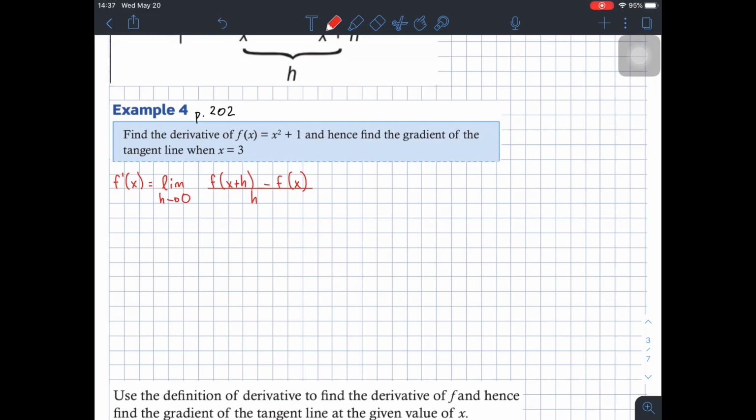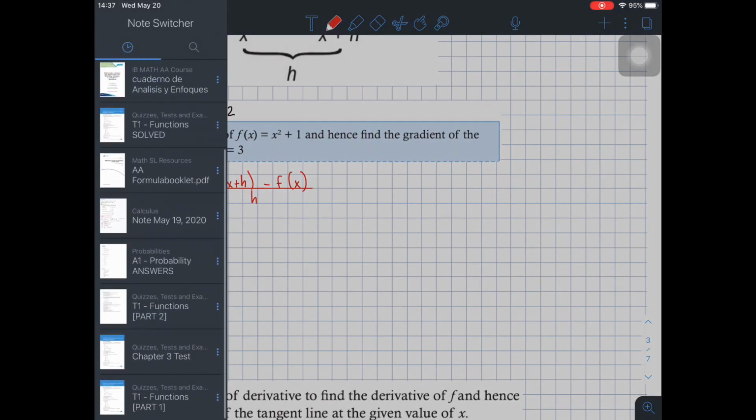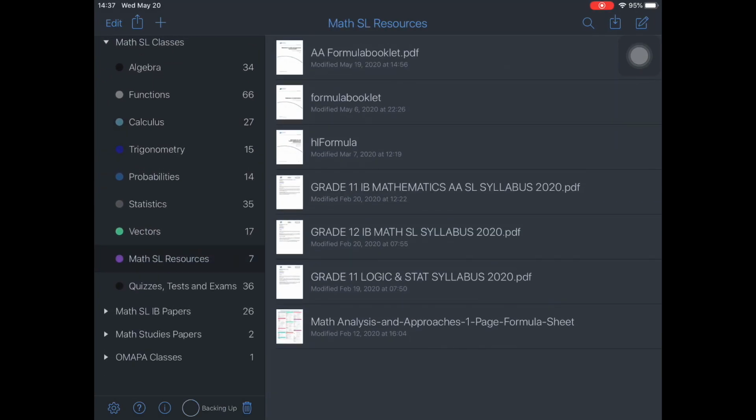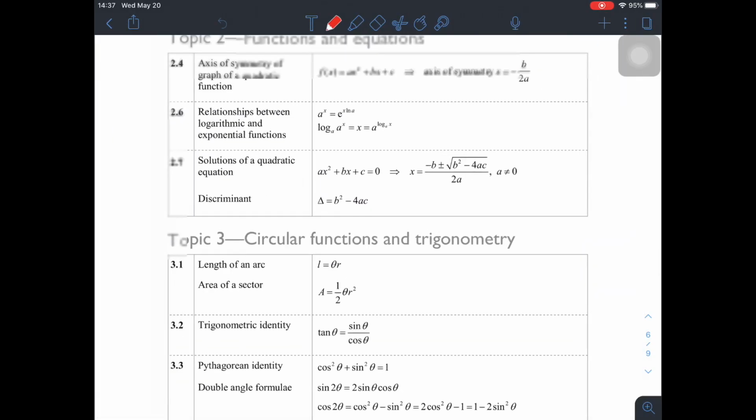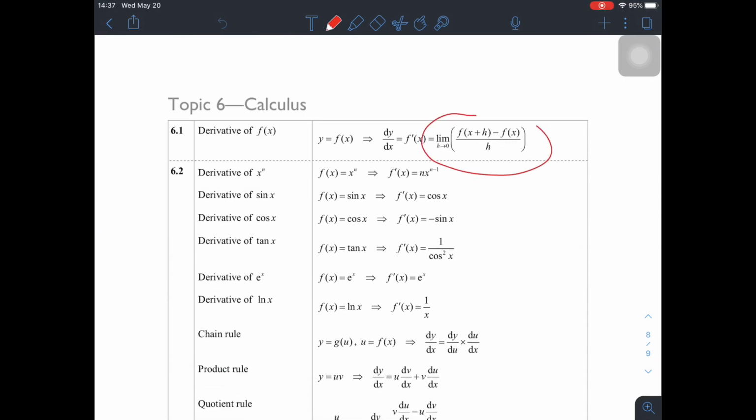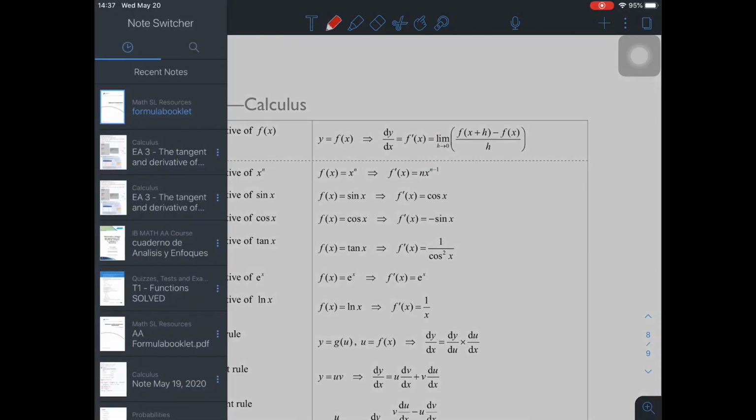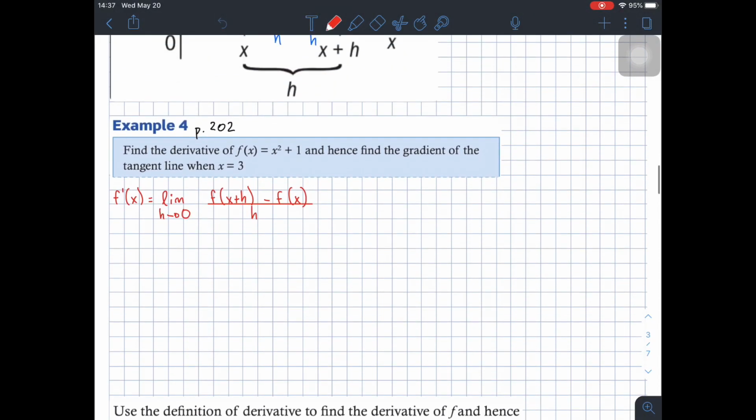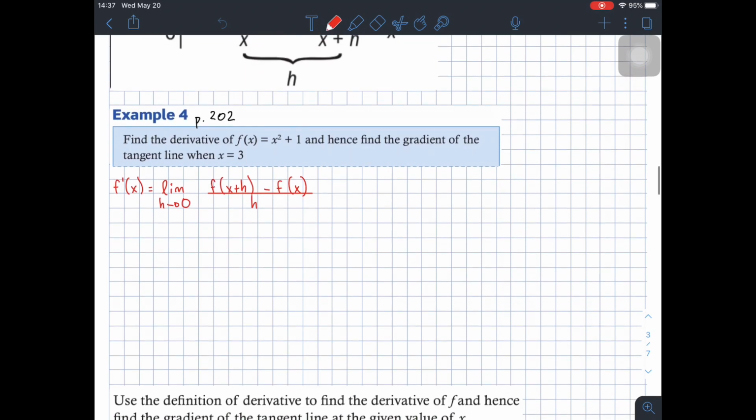I'm not sure if this is in the formula booklet. Let me check that. If I go to the formula booklet, just a second. Here, we should go to topic 5.6. Yes, we have the definition of the derivative here, right? A limit of this when h approaches 0. Okay, so you have the formula in the formula booklet. The definition, actually.